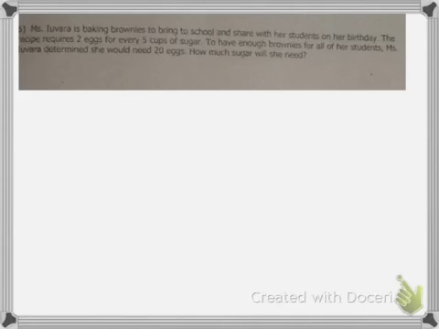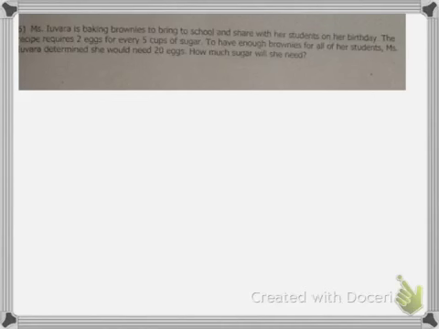Number 6. Miss Uvera is making brownies to bring to school to share with her students on her birthday. The recipe requires 2 eggs for every 5 cups of sugar. To have enough brownies for all her students, Miss Uvera determined she would need 20 eggs. How much sugar will she need?